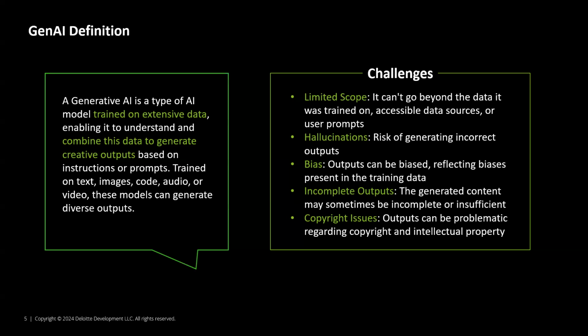Incomplete outputs and copyright issues are also seen as challenges in the use of Gen AI. Of course, based on the underlying data, certain output may be incomplete or insufficient, depending on how accurate and how complete that data is. And copyright issues are also a topic raising more and more attention regarding the use of data and how it is protected.